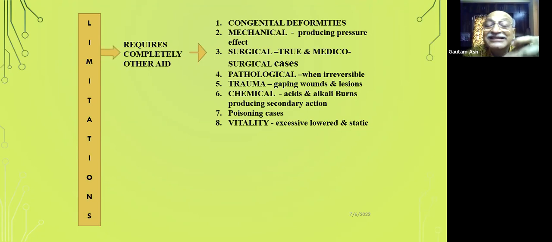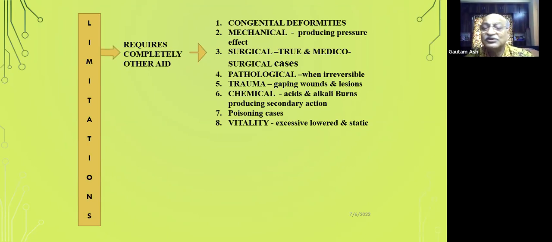Suppose there is congenital megacolon, Hirschsprung's disease. We have to take the help of the other method, that means the surgical method. Mechanical causes: any tumor compressing the GIT, or any tumor somewhere in the pancreas or in the liver, has to be removed. Otherwise, it is giving a mechanical effect. So other surgical aid is to be taken. Surgical diseases, true and medico-surgical cases. True means we have to go for surgical cases, or surgical techniques we have to take.